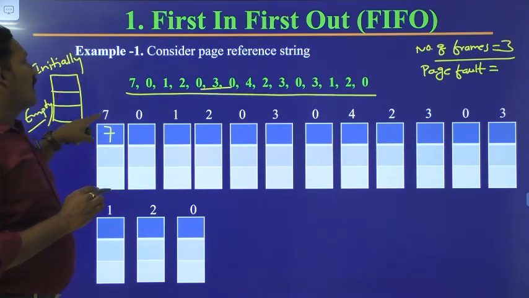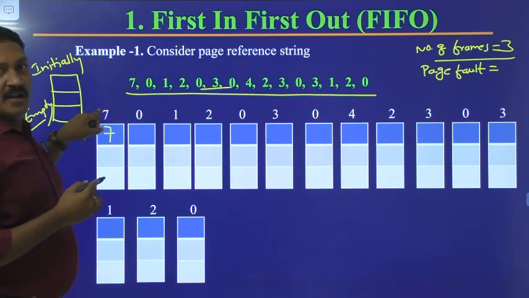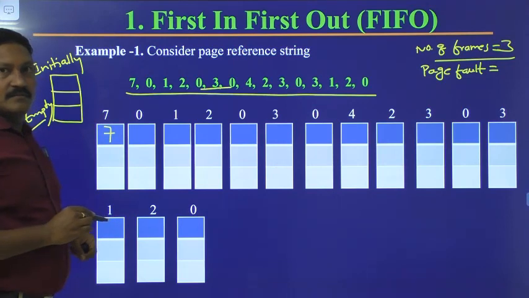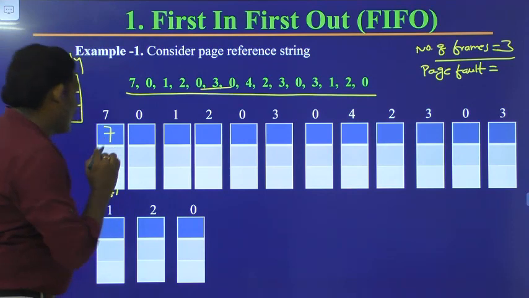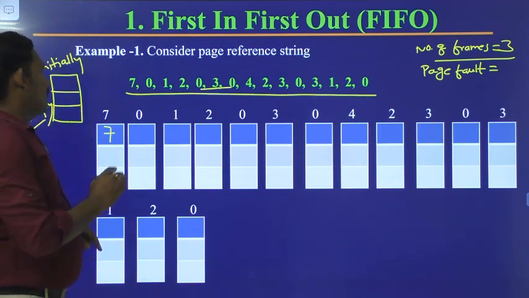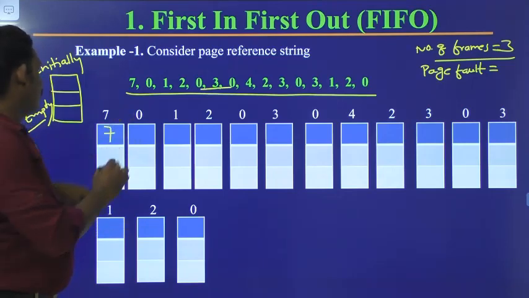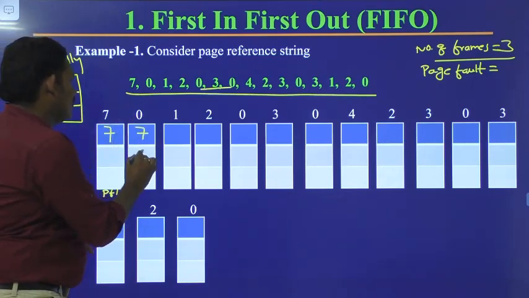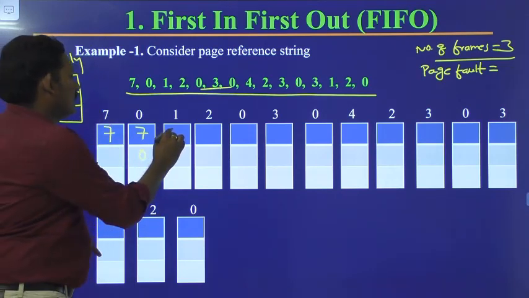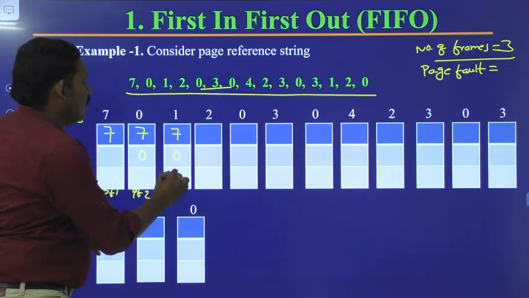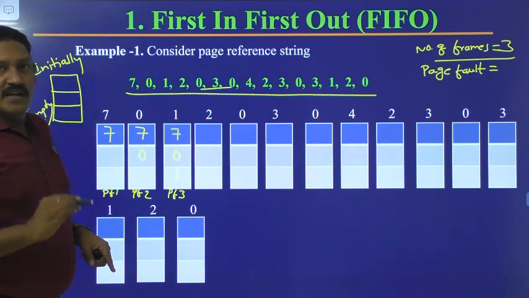Now the CPU is searching for page 7. It is not available, so we keep page 7. One page fault has occurred. We represent it with PF, page fault 1. Next, it is searching for 0. 0 is not available, so we insert 0: 7, 0. Page fault 2. Next 1 is to be inserted: 7, 0, 1. Page fault 3. Up to here, it is very clear, I think.